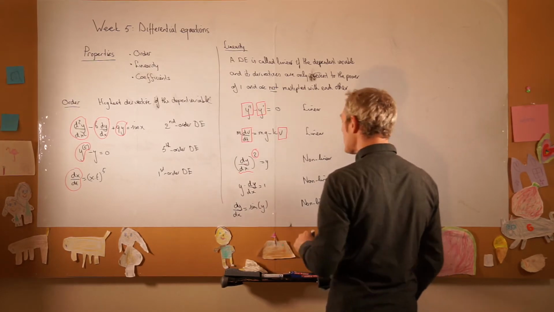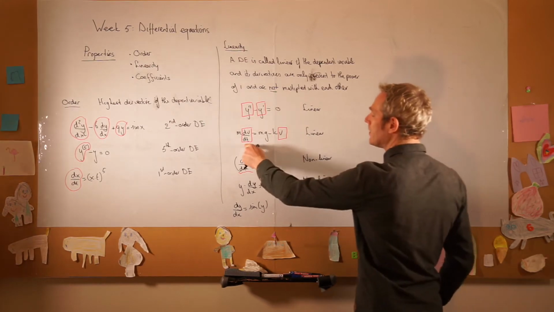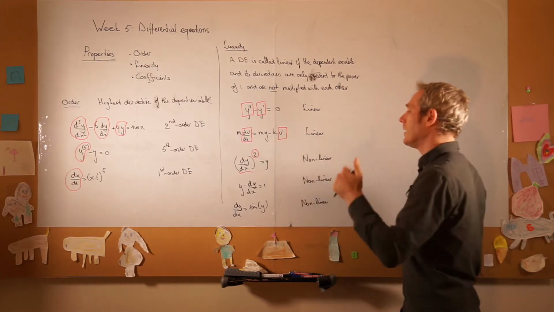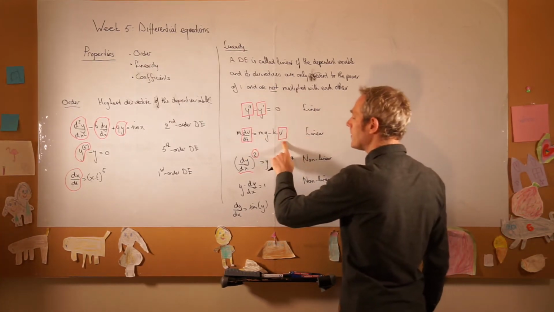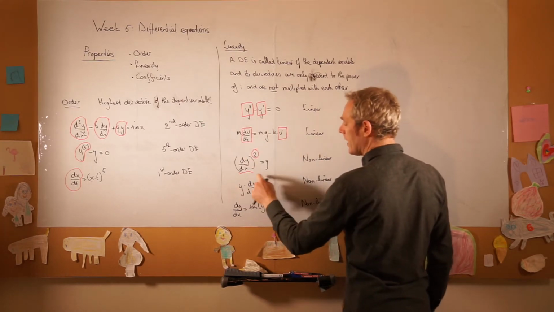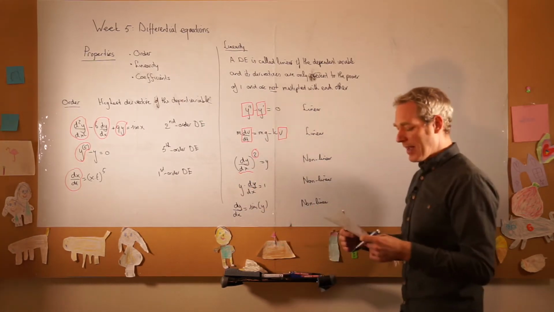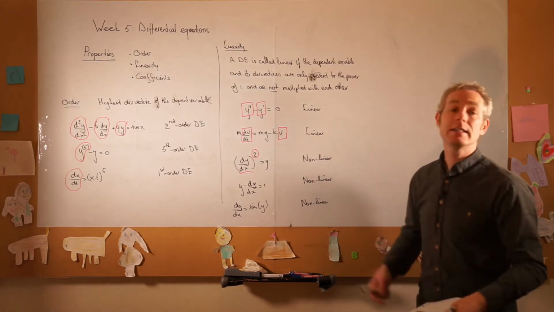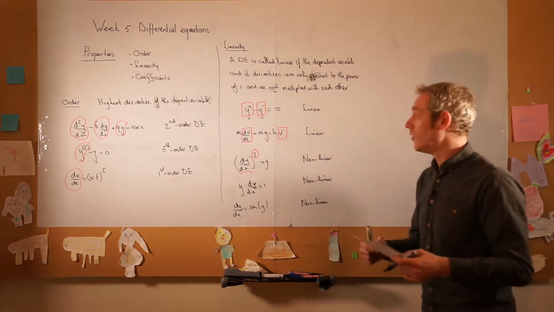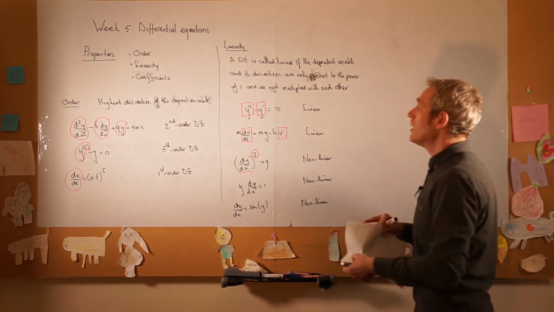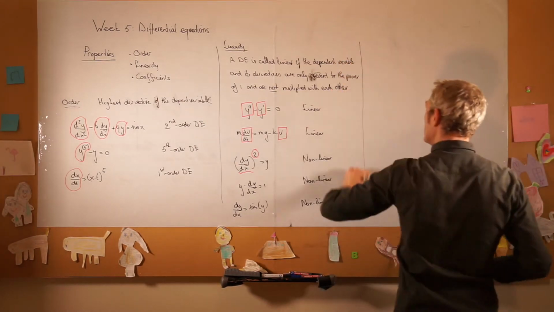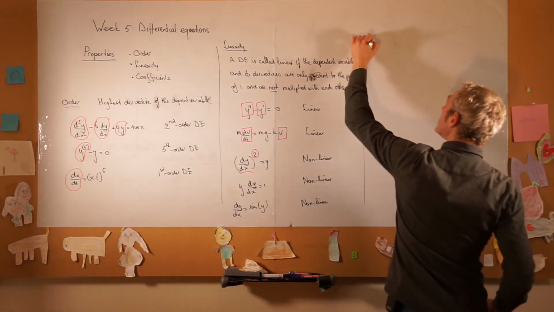So the dependent variable and its derivatives can only be present to the power of 1 and not multiplied with each other. And that's when we call it linear. And in all other cases, it is non-linear. So the final property looks at coefficients.